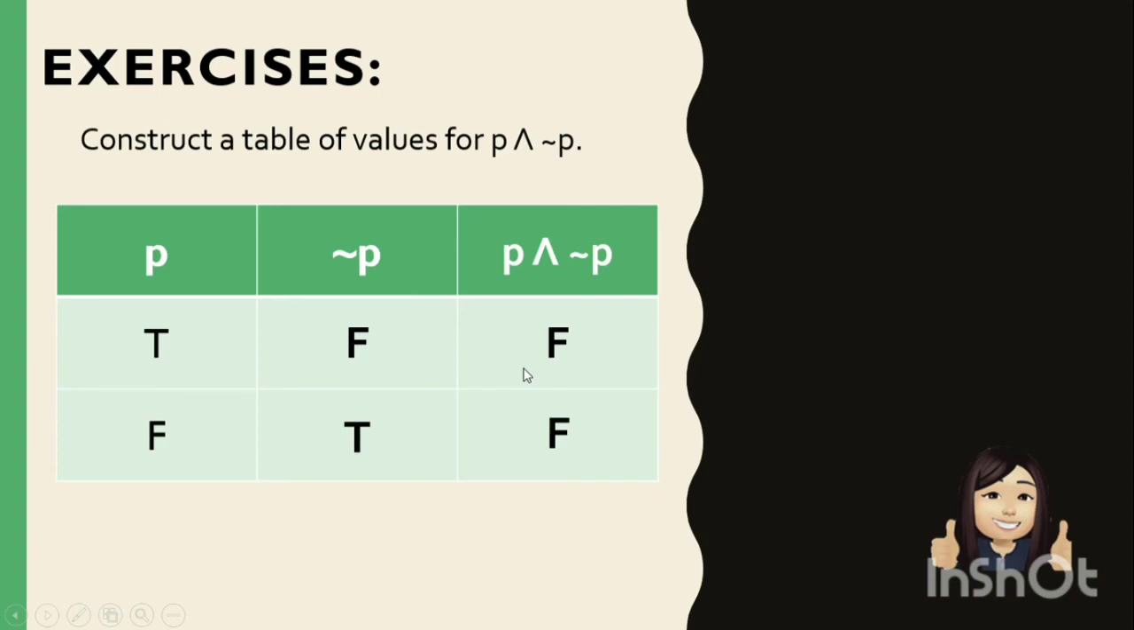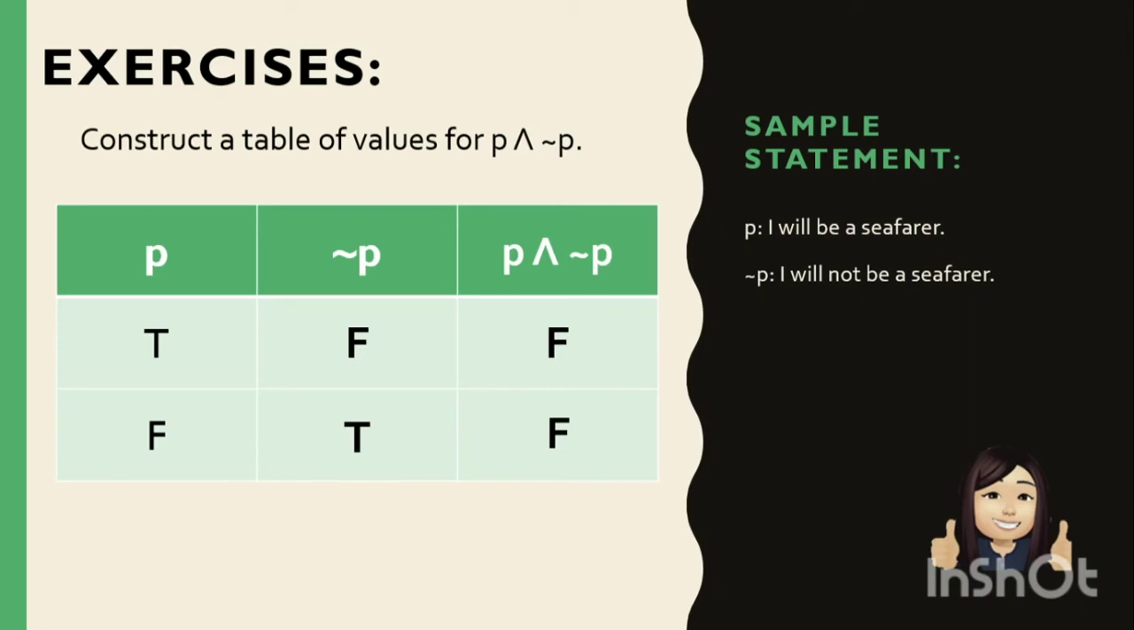Now, we have here a sample statement to make it more relevant. Let's say P stands for the statement, I will be a seafarer. So not P, or the negation of P, will be I will not be a seafarer. That's the opposite of your first statement. So P and not P will be I will be a seafarer and I will not be a seafarer. So this makes it clear why P and not P for both cases is false.